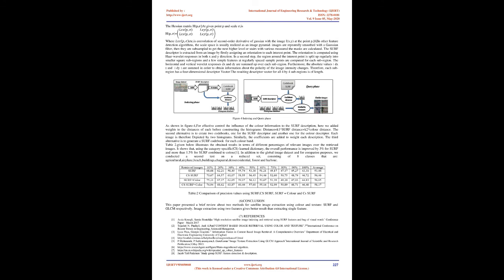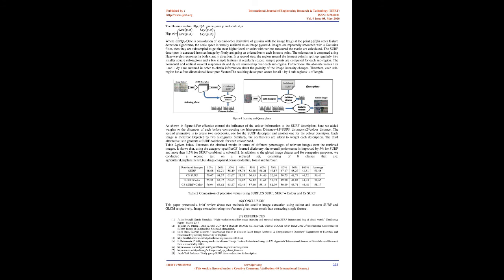The second alternative is to create two codebooks, one for the SURF descriptor and another one for the color descriptor. Each image is therefore depicted by two histograms. Similarly, coefficients are added to weight each description. The third alternative is to generate a SURF codebook for each color band.